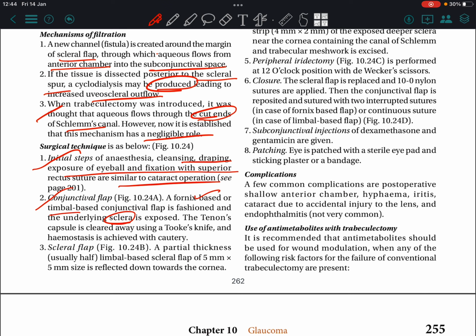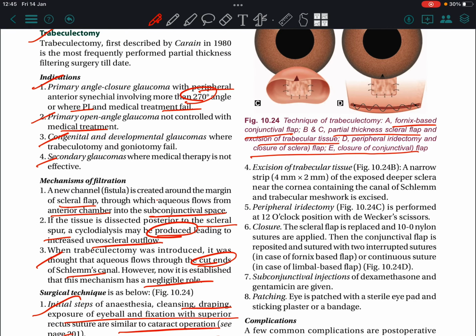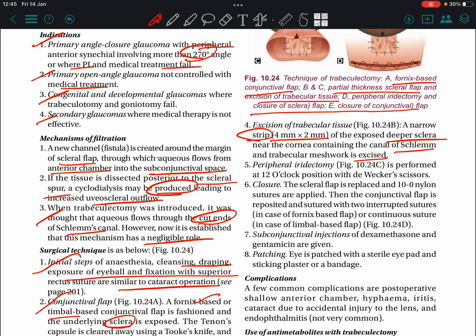The Tenon's capsule is cleared away using a knife and hemostasis is achieved by cautery. Scleral flap: a partial thickness limbal based scleral flap, 5 mm in size, is reflected towards the cornea. Excision of trabecular tissue: a narrow strip, 4 mm by 2 mm, of exposed deeper sclera near the cornea containing the canal of Schlemm, the trabecular meshwork, is excised. Peripheral iridectomy is performed at 12 o'clock position with De Wecker scissors.